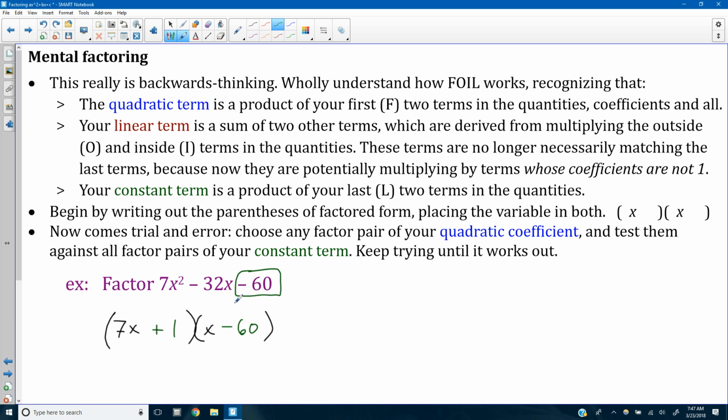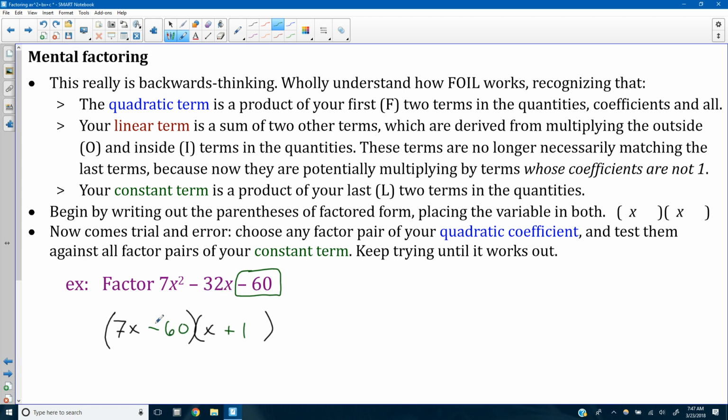But here's what you also have to try. You can't just try a 1 and a negative 60 here. You might have to try a negative 60 and a 1 right here. Now, notice how I'm testing it. I want to make sure that the product of these two is still smaller than the product of these two. I want to make sure the negative result is still bigger because this number is negative and is smaller.